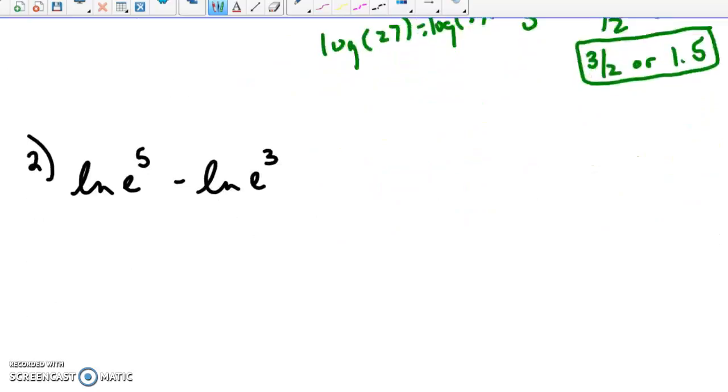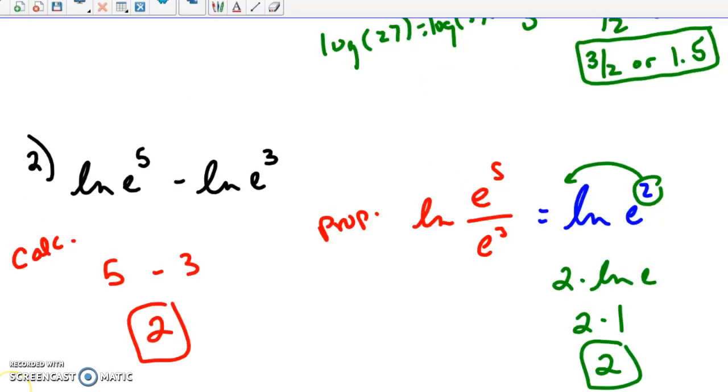Okay, and then let's take a look at our last one. So this one we could have approached 2 ways. You could have right off the bat typed this into your calculator, hit your ln key, then to get the e to the 5th power, you hit second ln, and then type in your exponent of 5. Once you do that, it gives you an answer of 5.